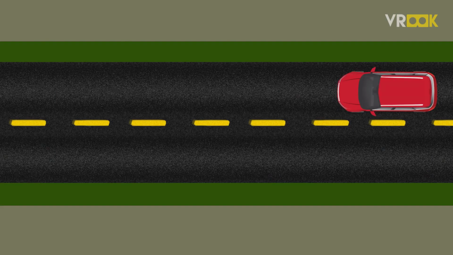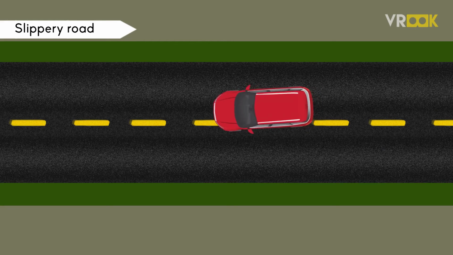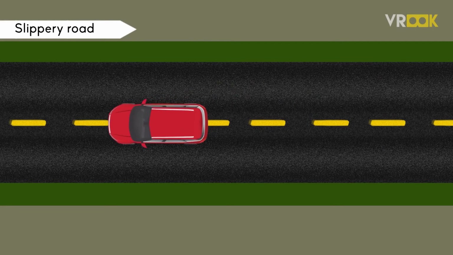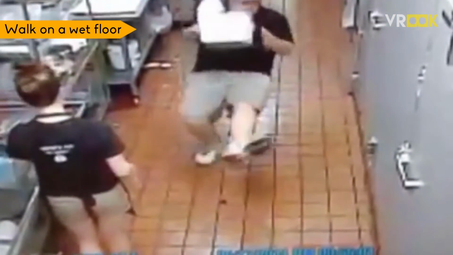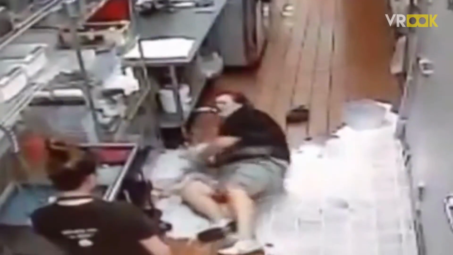If the road is slippery, you may not get the proper traction and lose control of the car, which can be very dangerous. It is the reason why you fall when you walk on a wet floor, because the friction will be very less. So this is it about the introduction to friction.